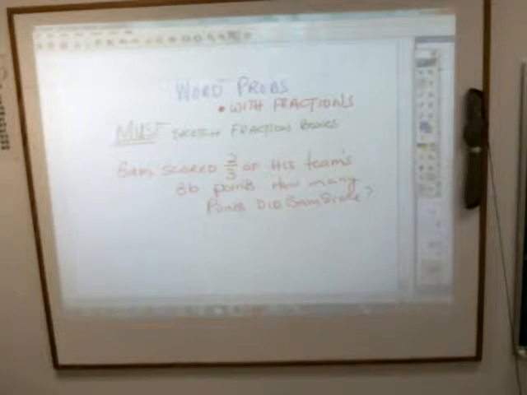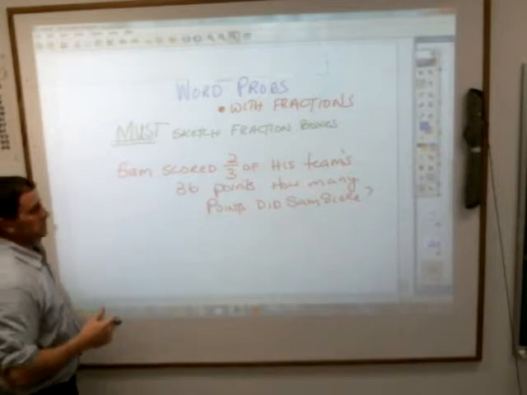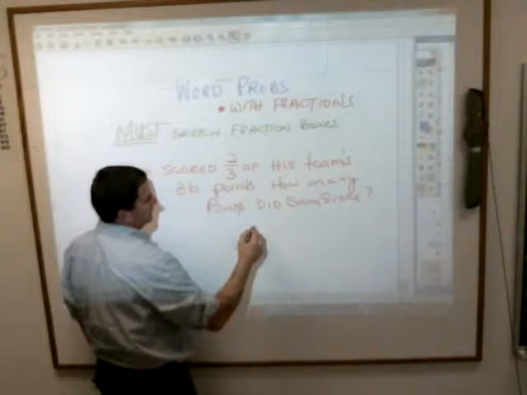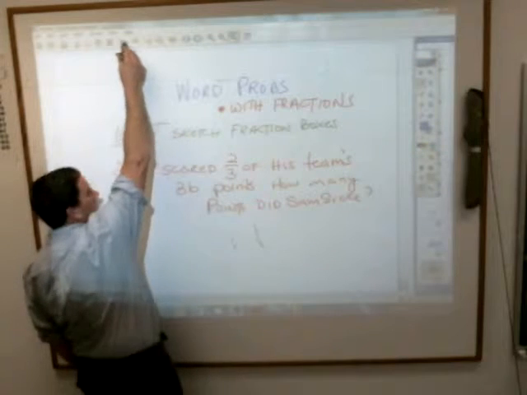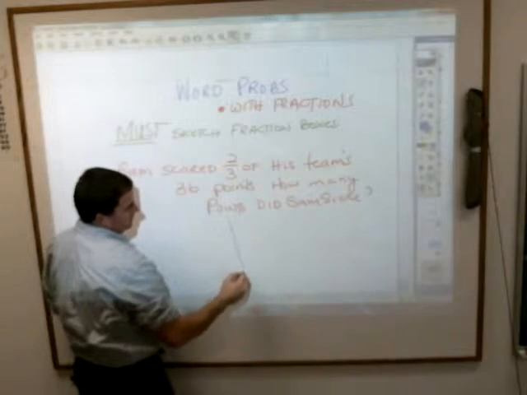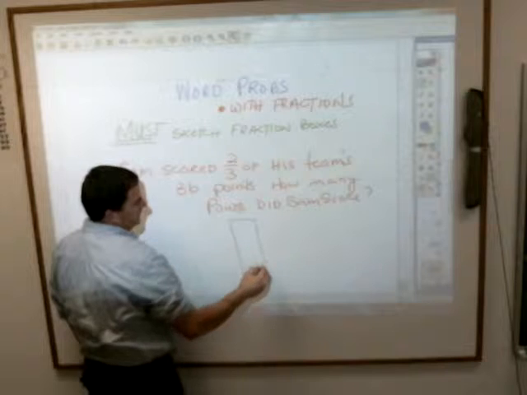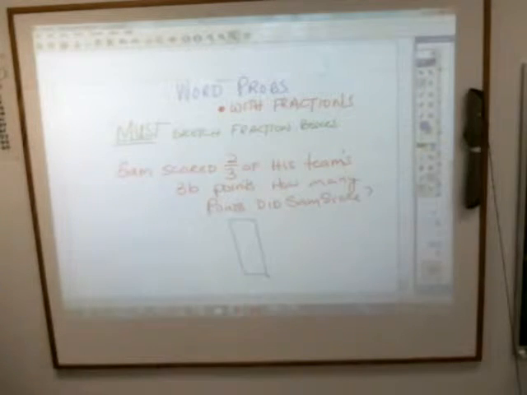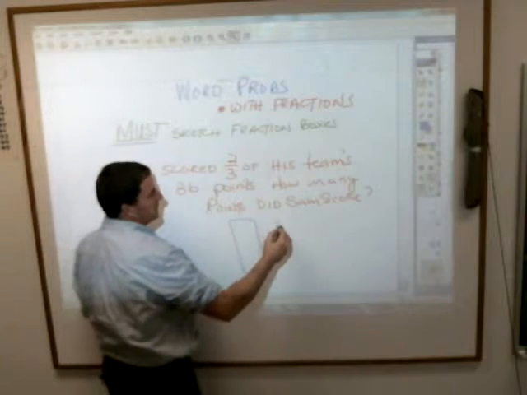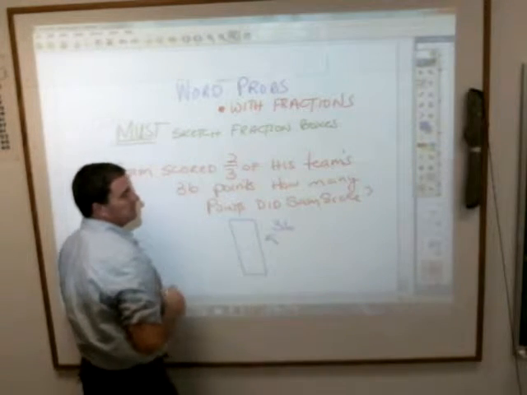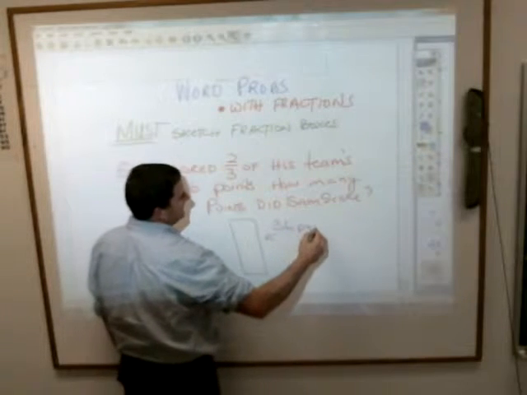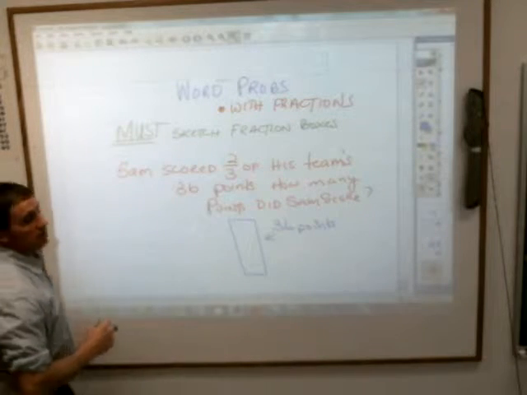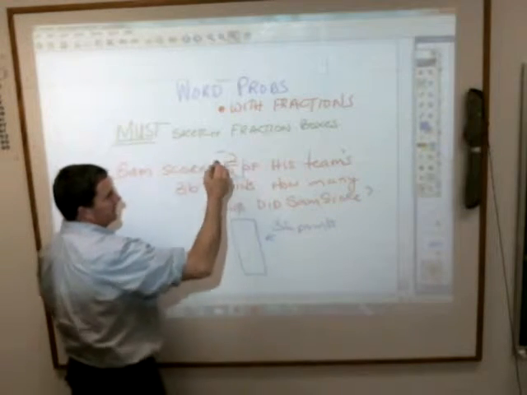So on your paper, what you're going to do is draw a nice little rectangle. And that rectangle always stands for the total amount of stuff you're talking about. How many total points were scored? Yes, 36. So this whole thing stands for 36 points, or puntas. And we want to know what 2/3 of that is.